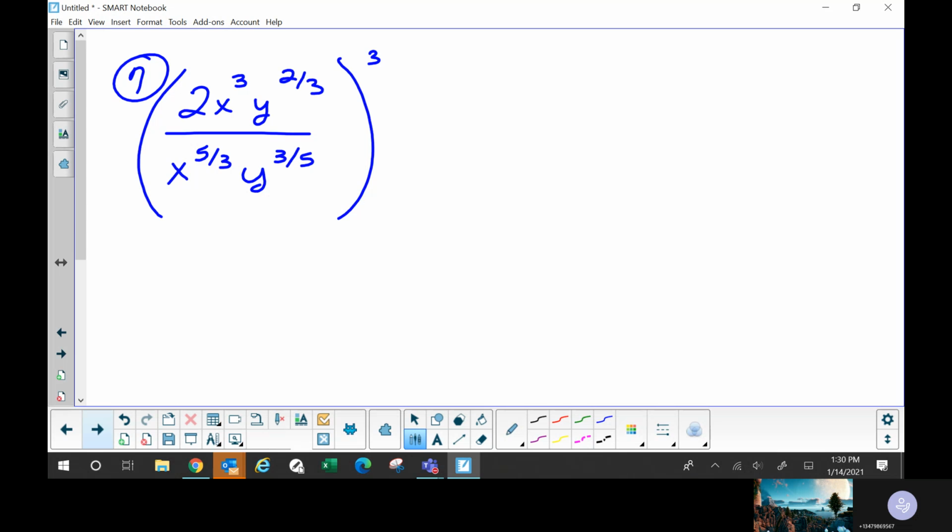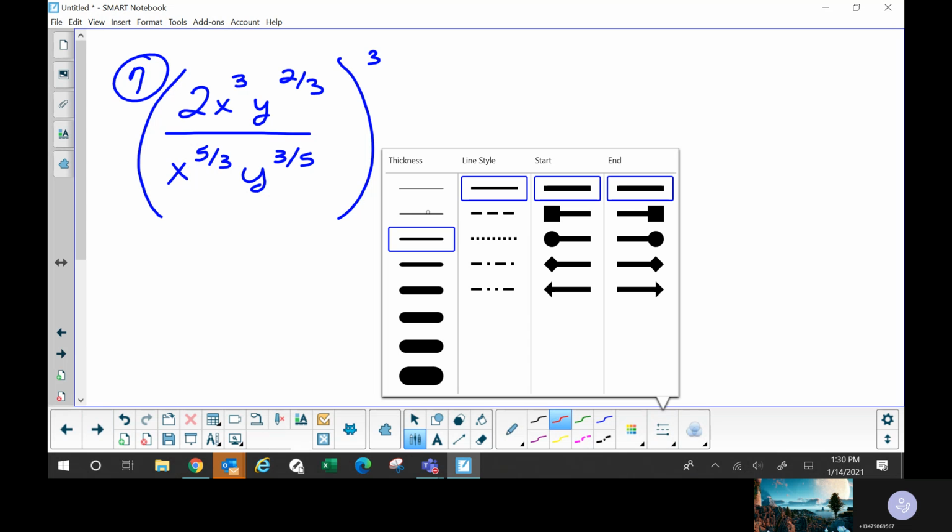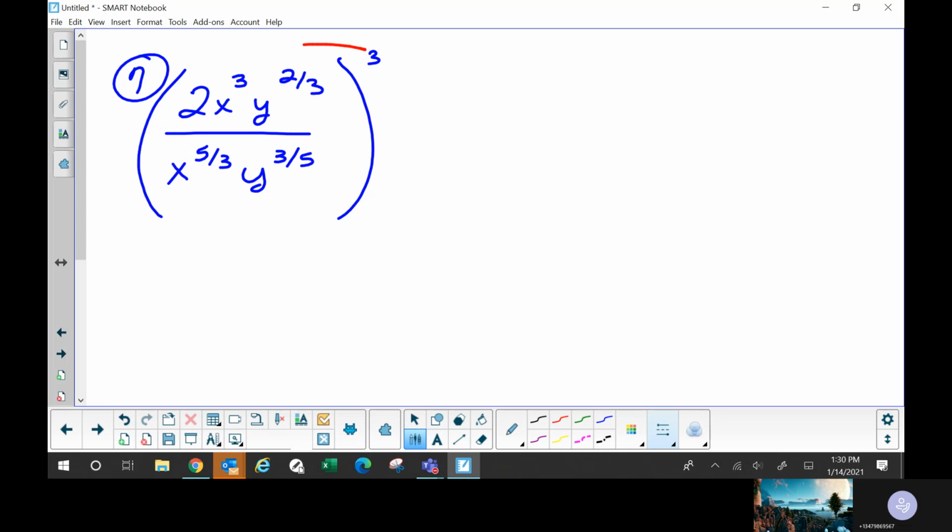Okay, so I'm going to use a different color here. That 3 goes with the 2. That 3 goes with the x to the third. That 3 goes to the y to the 2/3. And it goes to everything in the bottom. All right, so 2 to the third power, and then you have x raised to the 3 power, so x cubed, and then you're going to multiply 3 times 3, and then y to the 2/3. You're going to multiply that 2/3 times 3.